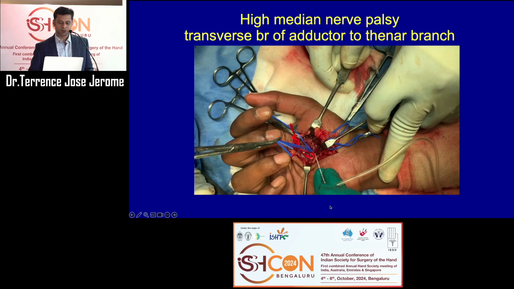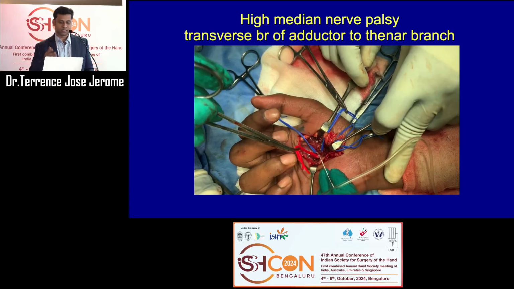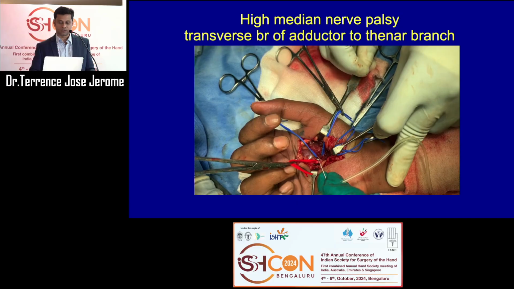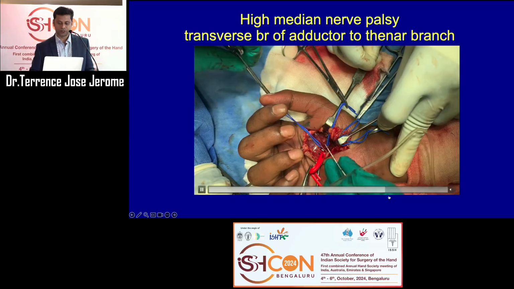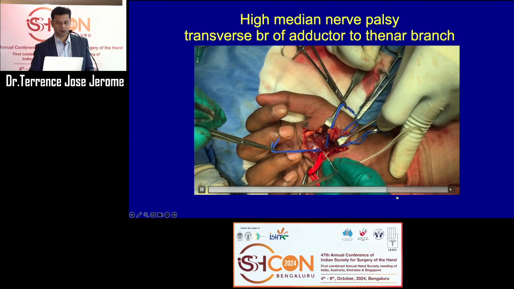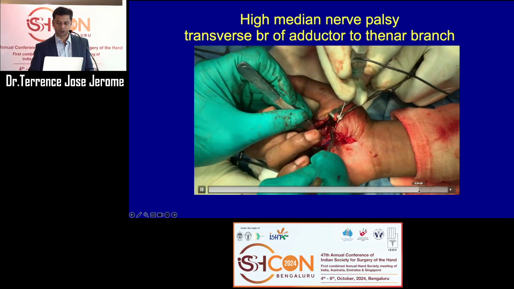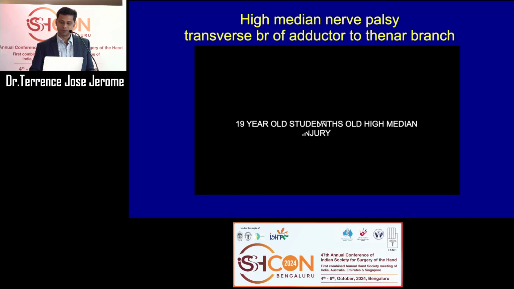This is more important in doing all these surgeries: before cutting, you need to stimulate and see which is the donor nerve. You can see the contraction of the interosseous there, and you're going to take the adductor branch there, which is the donor. Then we just need to transfer it to the abductor branch of the opponens pollicis, or the opponens pollicis branch of the median nerve, and we could get the final result there.